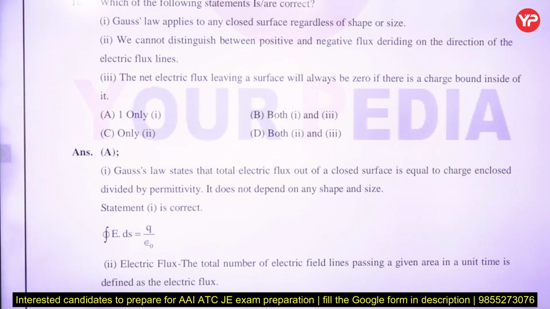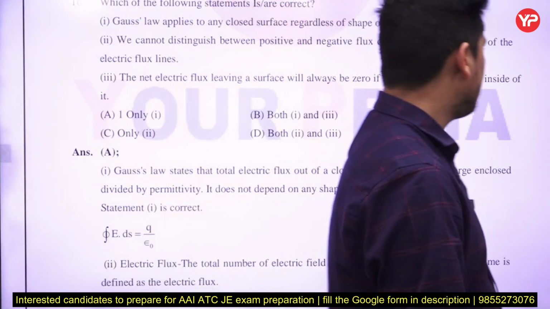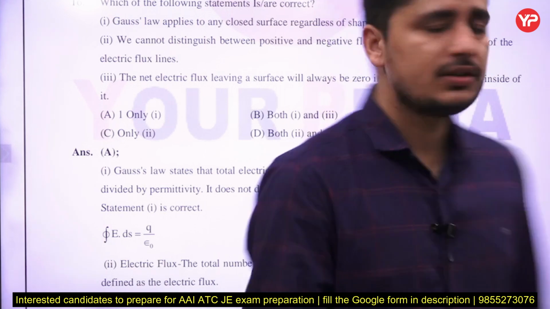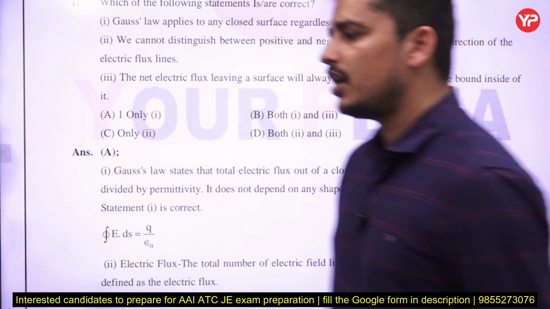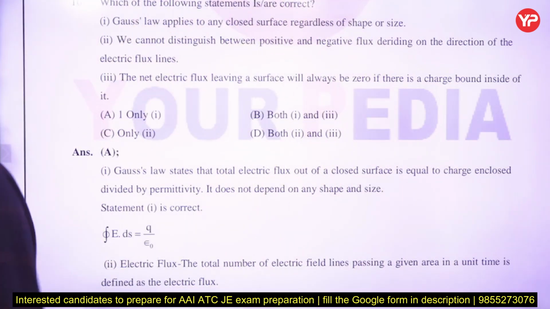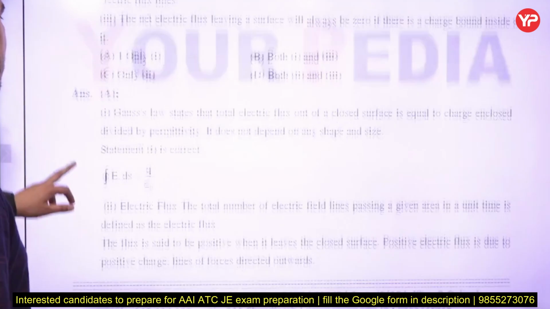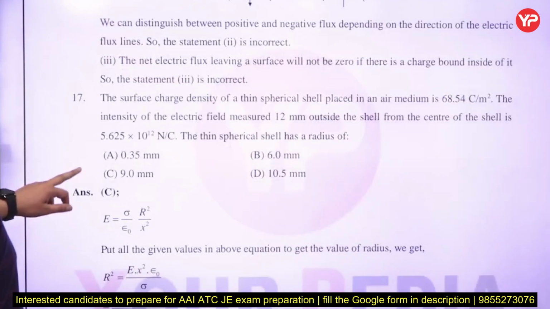Net electric flux leaving a surface will always be 0 if there is a charge bound inside it. Whenever any surface has charge inside, unless the net charge is 0, the electric flux will never be 0. So only statement 1 is correct, right?